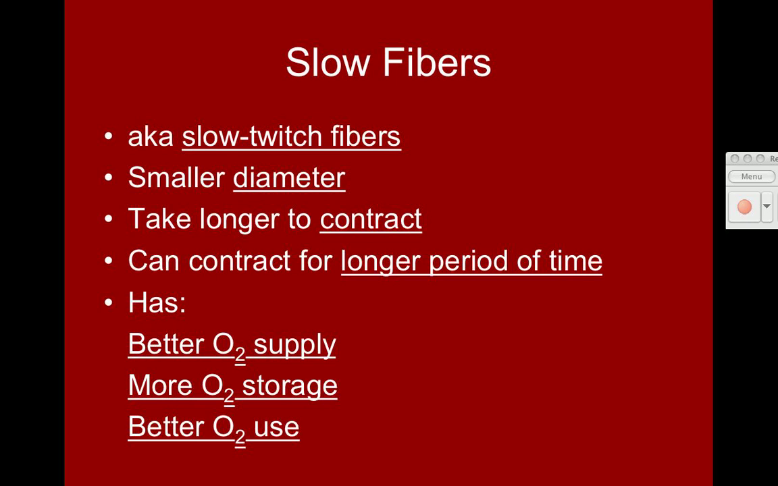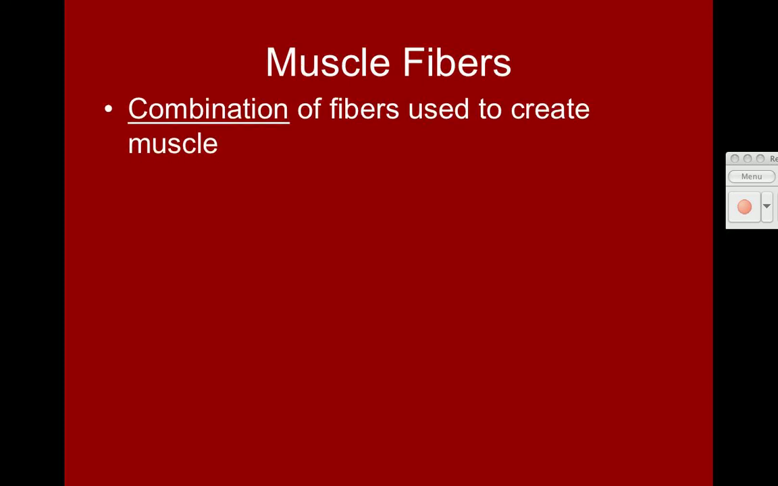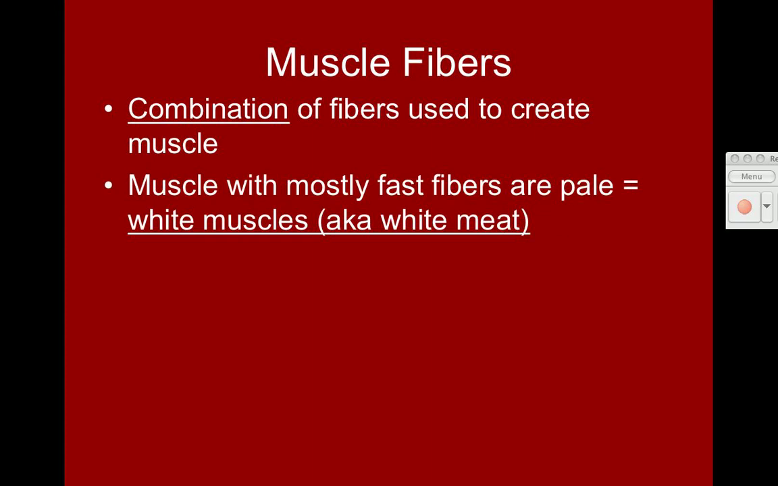Now, when we have a muscle and take a look at it, it's a combination of these fibers. Muscle that has mostly fast fibers is pale, and we call those white muscles. So if you think of something like a turkey or chicken, that creates white meat. White meat is typically found in the breast. If you think about a turkey or chicken, they're not very good flyers. Those breast muscles are what you use to flap your wings. Because those are fast twitch fibers, they only flutter because those muscles fatigue so quickly they really can't get off the ground.